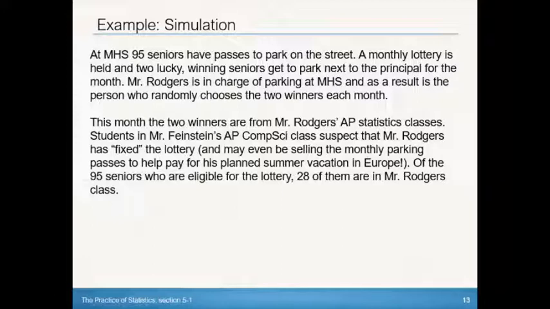This month, the 2 winners are from Mr. Rogers' AP Statistics classes. Students in Mr. Feinstein's AP Comp Sci class suspect that Mr. Rogers has fixed the lottery and may even be selling the monthly parking passes to help pay for his planned summer vacation in Europe. Of the 95 seniors who are eligible for this lottery, 28 of them are in Mr. Rogers' AP statistics class.